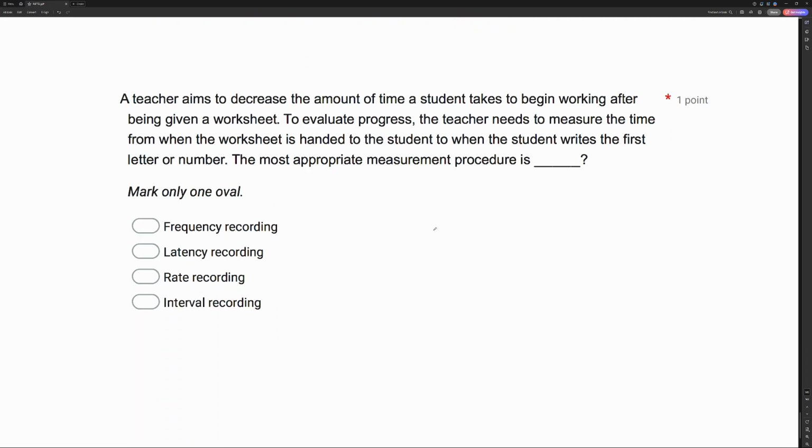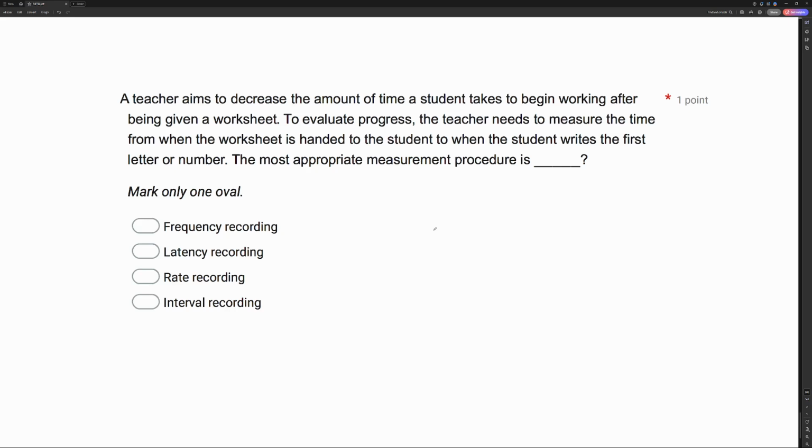A teacher aims to decrease the amount of time a student takes to begin working after being given a worksheet. To evaluate progress, the teacher needs to measure the time from when the worksheet is handed to the student to when the student writes the first letter or number. The most appropriate measurement procedure is what?